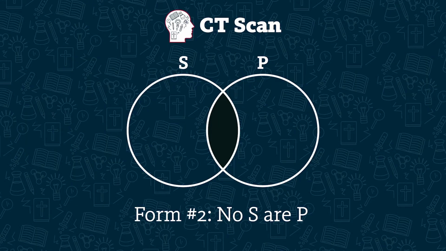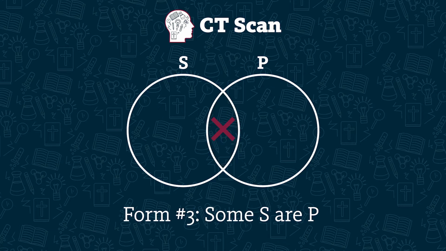Form 2 is no S are P. For instance, no birds are insects. You can diagram that by shading the overlap between the 2 circles. Form number 3 is some S are P. For instance, some fossils are dinosaurs. You diagram this by drawing an X in the overlap region to show at least one member of S is also a member of P.